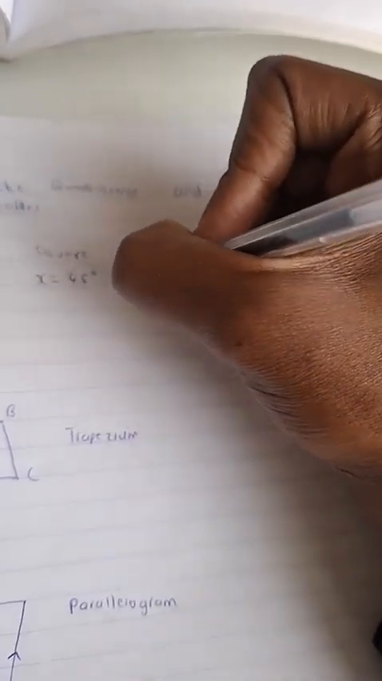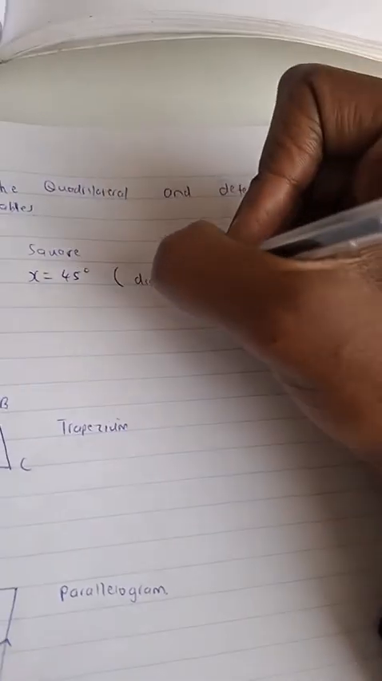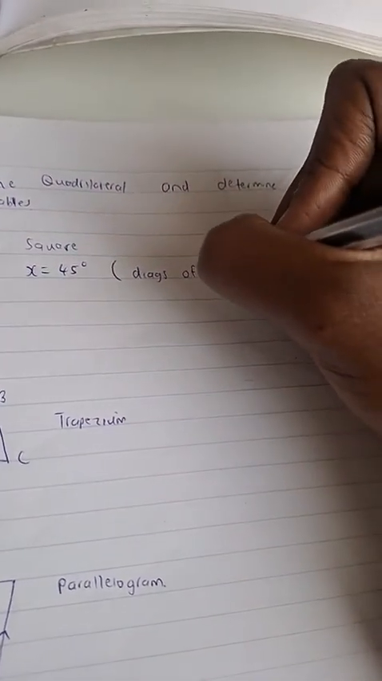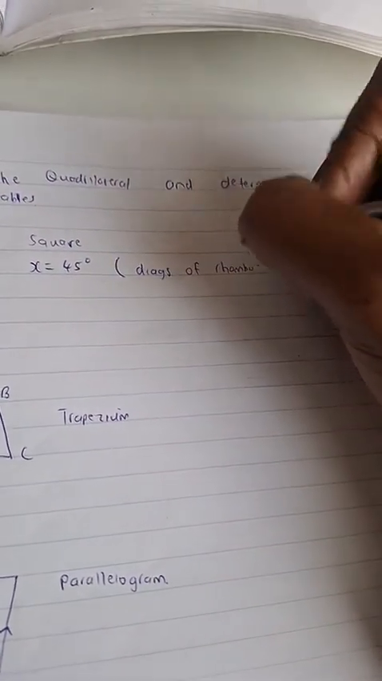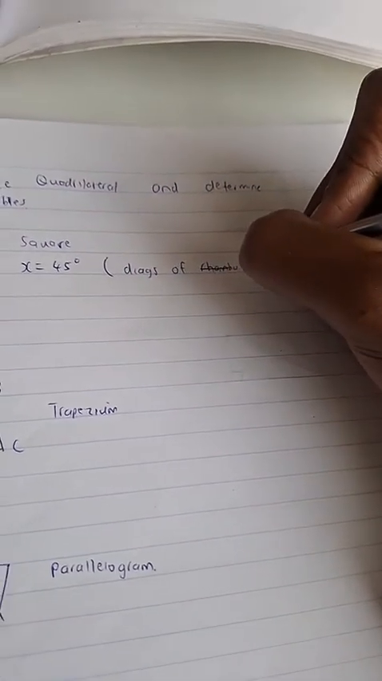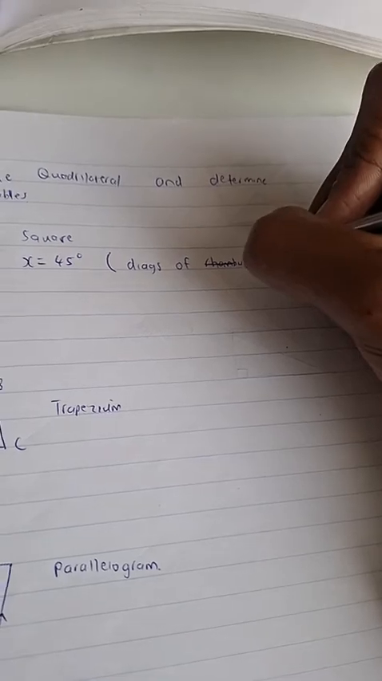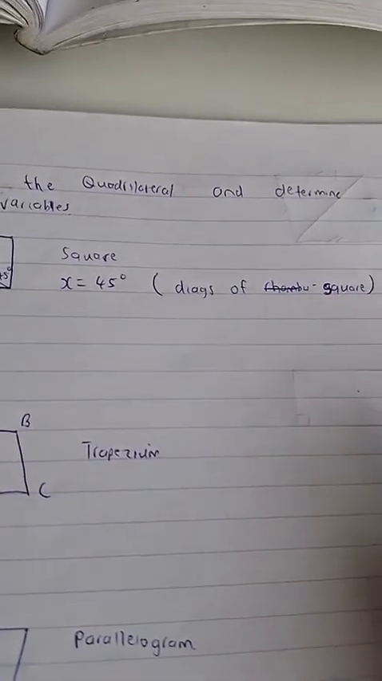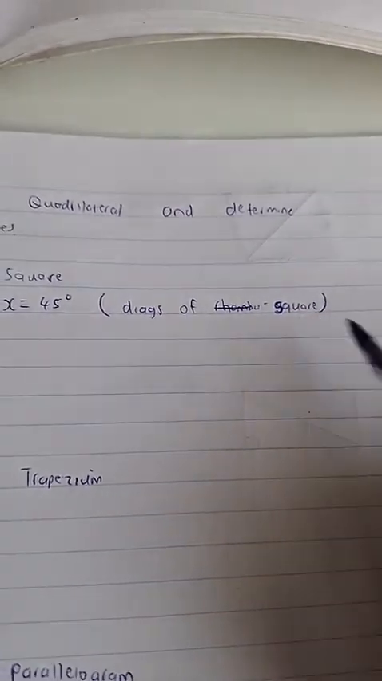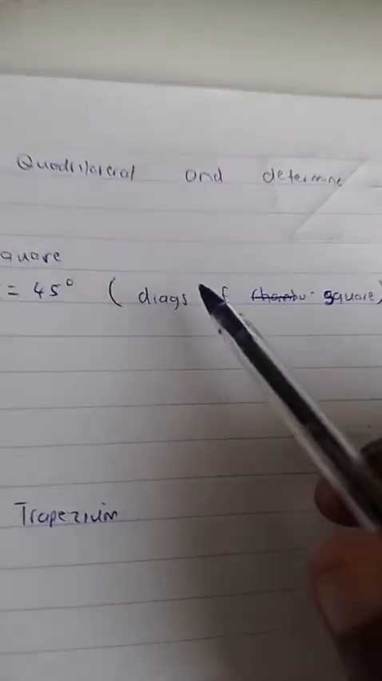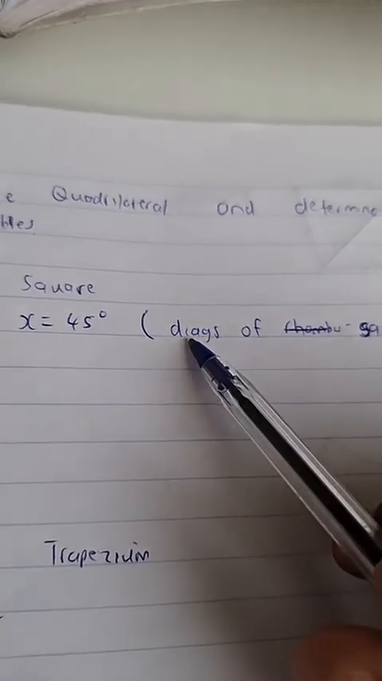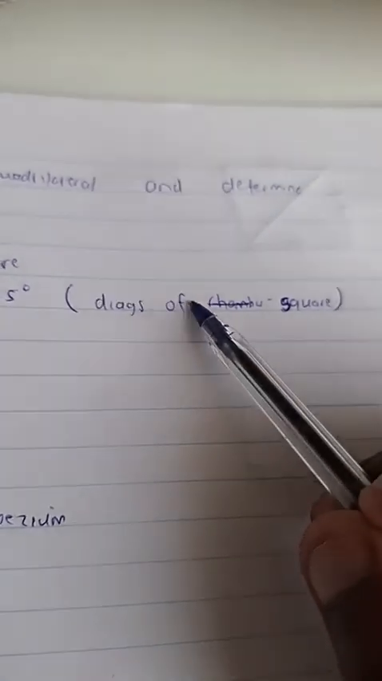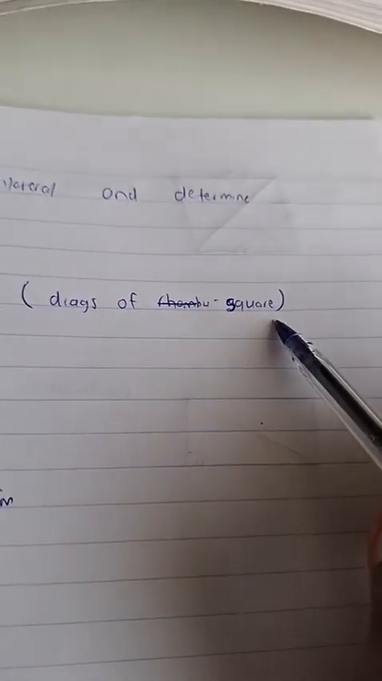So if you said diags of rhombus, I'm saying diags of rhombus, diags of square, then you would be 100% correct. Okay. Now, diags is just the short for diagonals, and then you say of square.